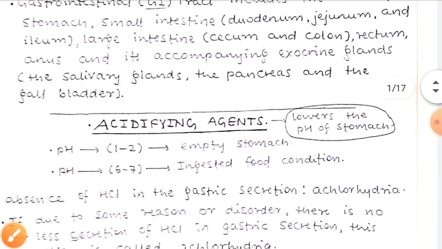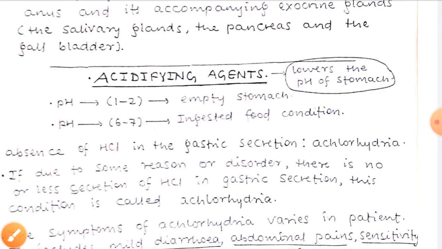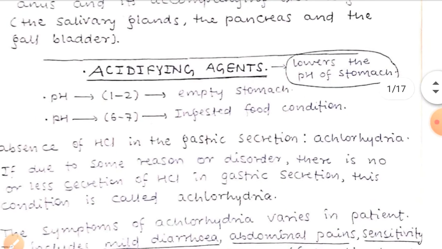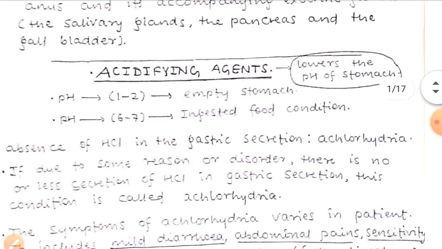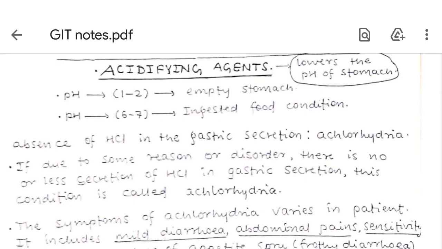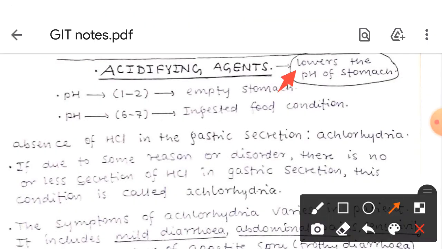Now we have to discuss the acidifying agent. Acidifying agents are used to lower the pH of stomach. Basically the pH of empty stomach is 1.8. Here it is written in a range between 1 to 2, and ingested food contains pH about 6 to 7.